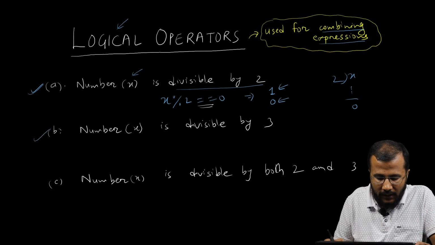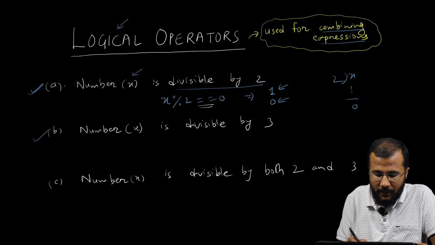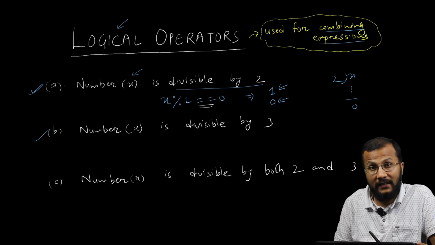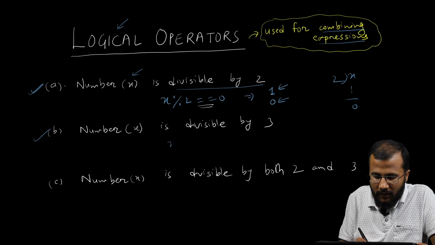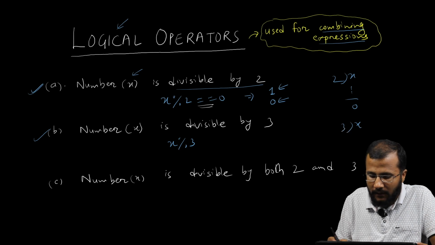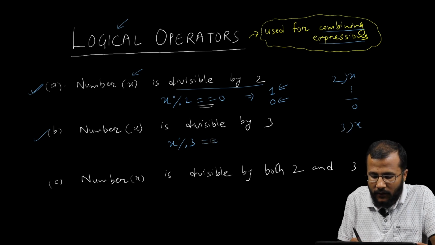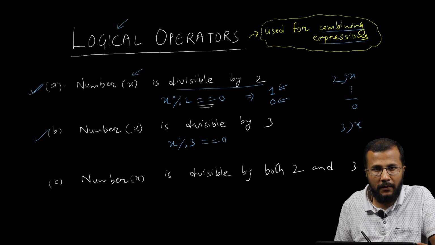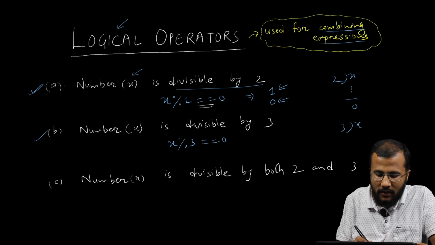Let's look at another example wherein you are supposed to write an expression to represent whether the number x is divisible by 3 or not. It's very simple. You have to divide x by 3 and check the remainder. So x mod 3 will give me the remainder whenever I divide x by 3, and if the remainder is equal to 0, that means the number x is divisible by 3. So this is also a simple expression.